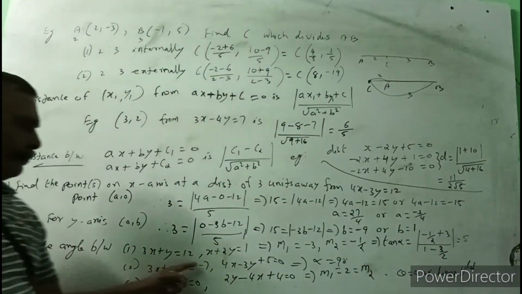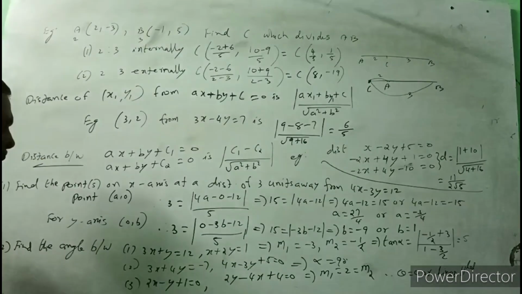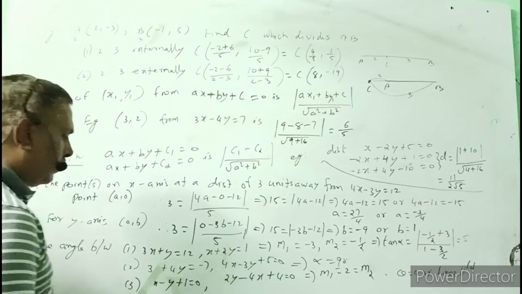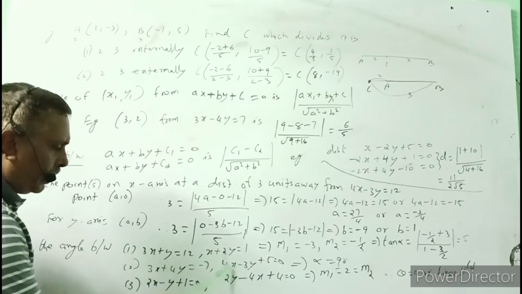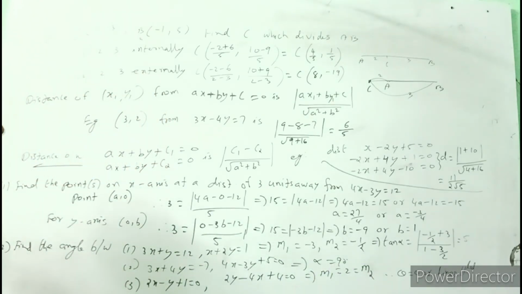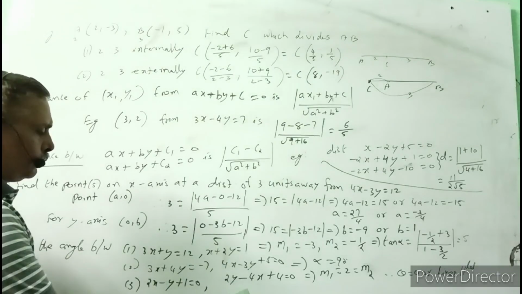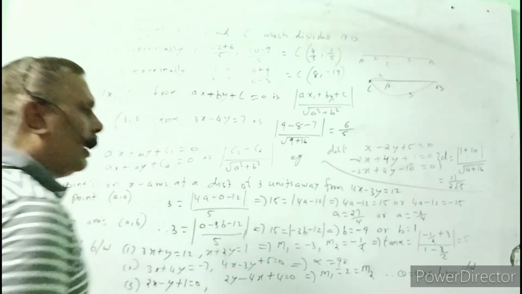Now here 3x plus 4y minus 7 and 4x minus 3y plus 5 equal to 0. Here I am taking m1 is minus 3 by 4, m2 is 4 by 3, and the product is coming minus 1. So without using the formula I can say alpha equal to 90 degrees. Here also, in this case slope is minus 2 and here also slope is 2, m1 and m2 both having slope 2. So our lines are parallel, so the angle between the lines is 0.